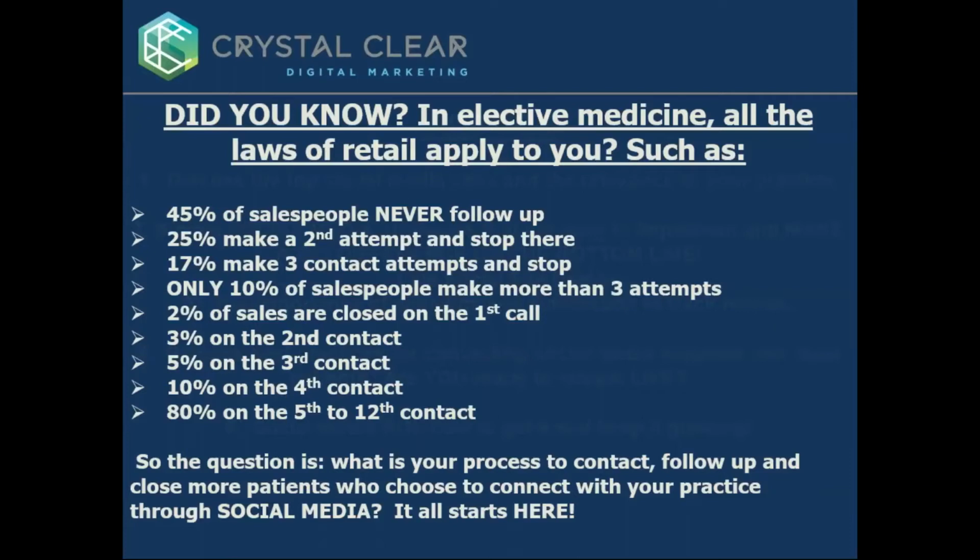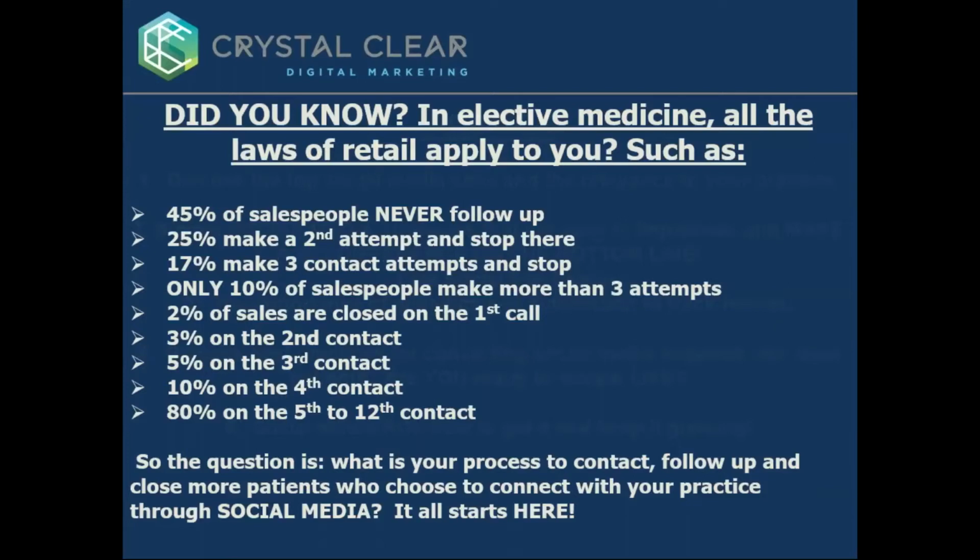And so some important ideas to think about. In elective medicine, all the laws of retail apply to you. In other words, if this person is out of network, not being billed through insurance, it's an elective procedure. We always have to remember that the modern medical consumer has options. Not only do they have multiple options, if you drew a 10-mile radius around your practice, your competition, so you've got to compete, but they also have the option to just not do it, right?